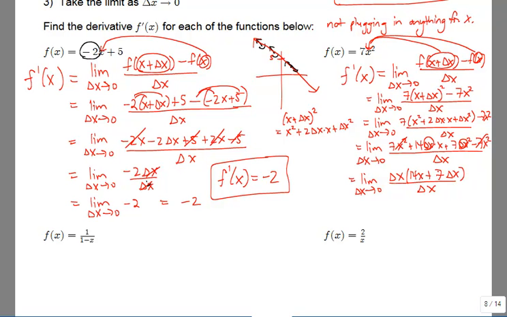Once I've factored out my delta x, they cancel, and what I'm left with is now something that I can plug in 0 to for my delta x. Remember, the 0 is going where that delta x is only, so this whole term will go to 0, which means my final answer is just 14x. So my derivative function is 14x.